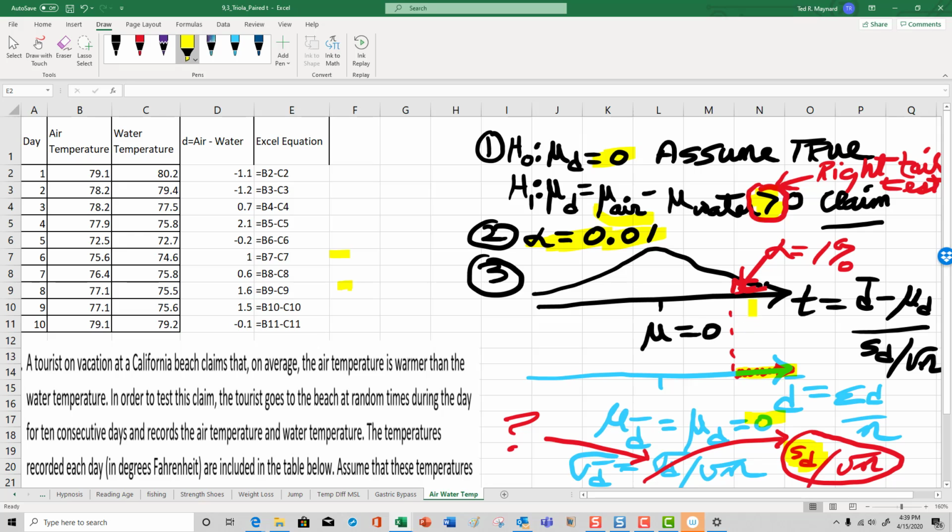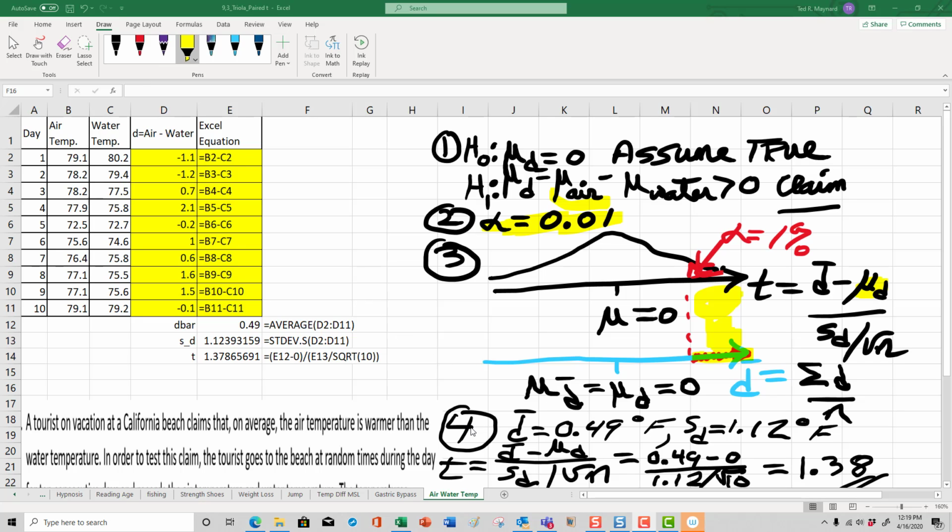That means that our standardized test statistic is not Z, it's T, which is D bar minus mu D, which is 0 from the null, divided by the sample standard deviation of the differences D, divided by the square root of the sample size. Step 4 is to draw the sample. When we do that, we get D bar, which is the sum of the D's, these differences, divided by how many there are, is 0.49 degrees Fahrenheit. Here you see the Excel equation that does that calculation.